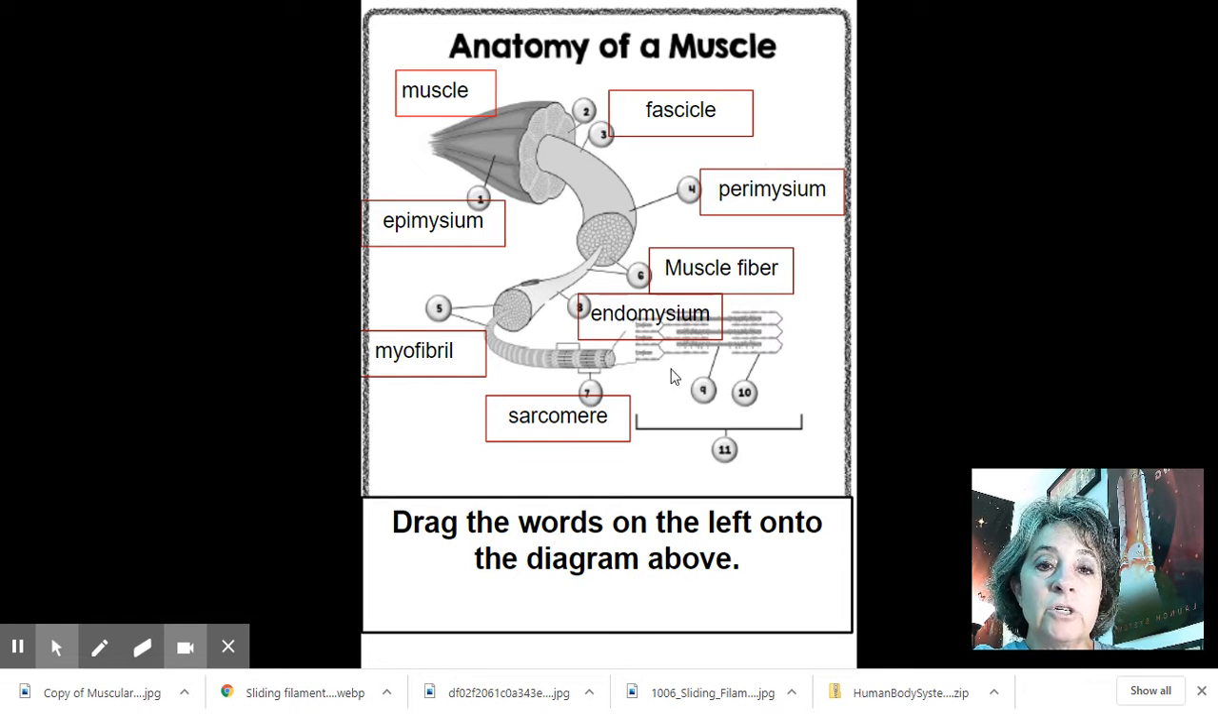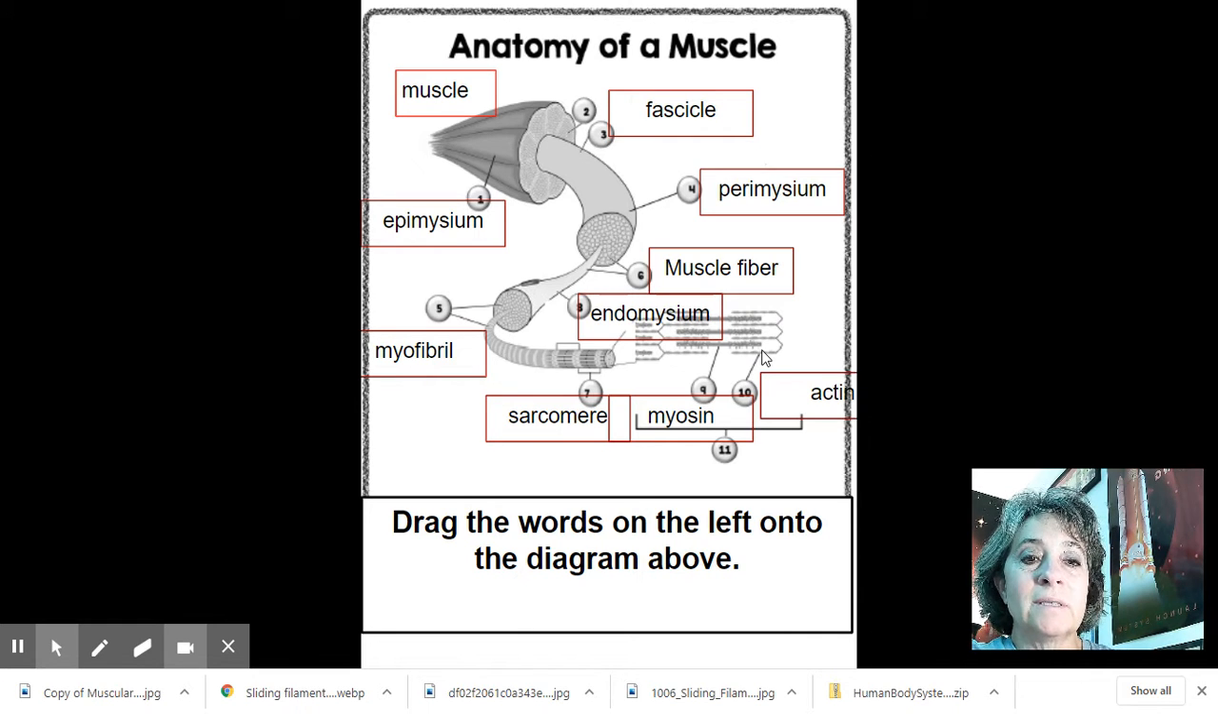Here it is enlarged. Sorry, these words are covering it up, but this whole thing right here is the sarcomere. It's made up of alternating bands of thin filaments and thick filaments. These are microscopic; you can't see them just by looking at the muscle. The thick filaments are these here in the middle, number 9. Thick filaments are called myosin. The thin filaments, number 10, are called actin, A-C-T-I-N.